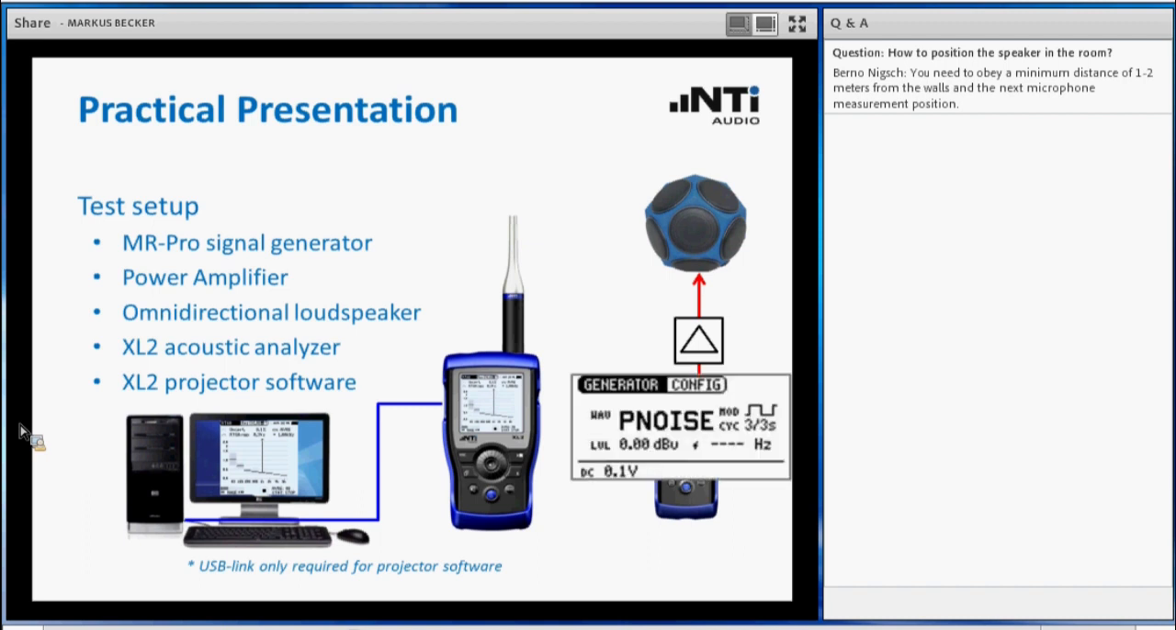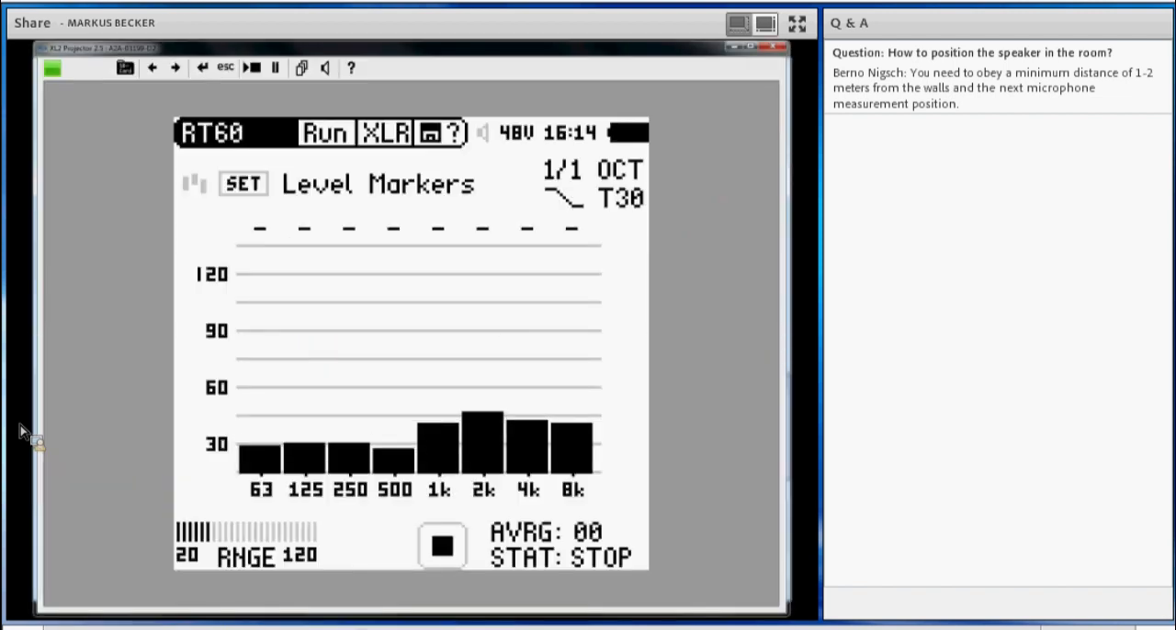The test signal that I am applying is a pink noise signal with a cycle time of 3 seconds, and this signal is available by default on every Minirater. Here you can see the noise floor that is measured by the XL2, and we will now start to adjust the settings for our measurement.